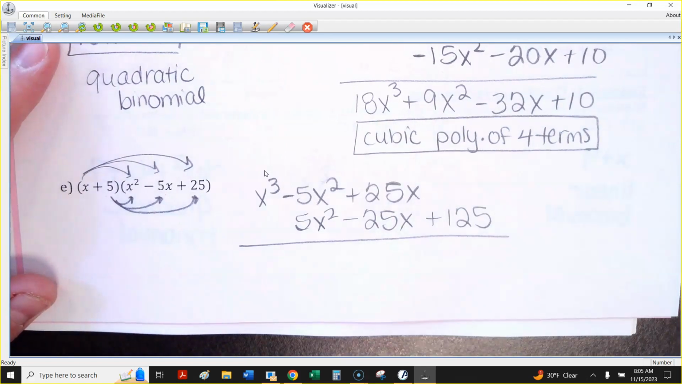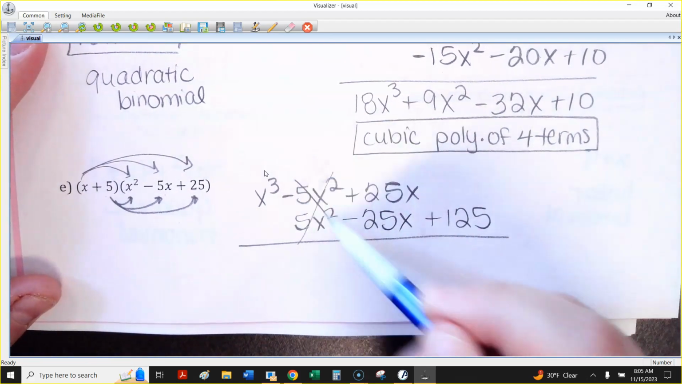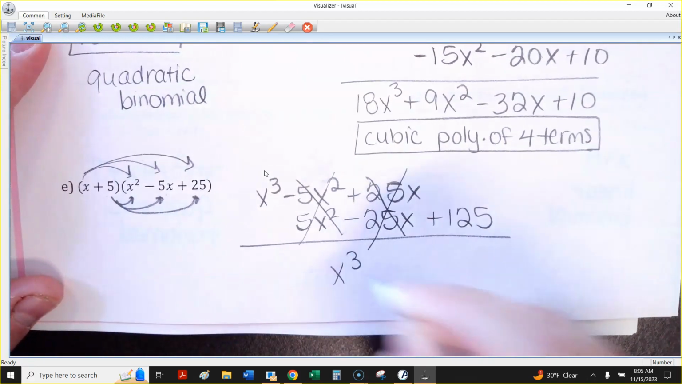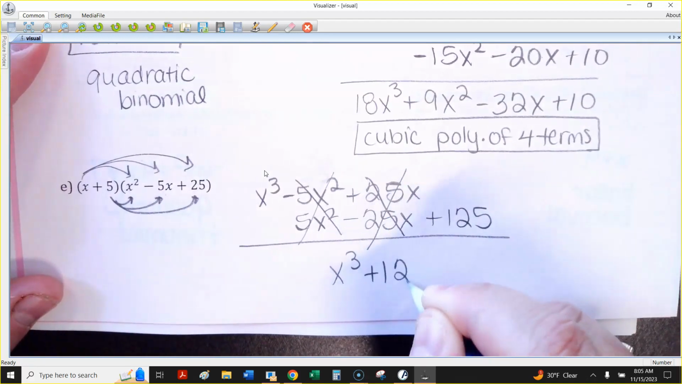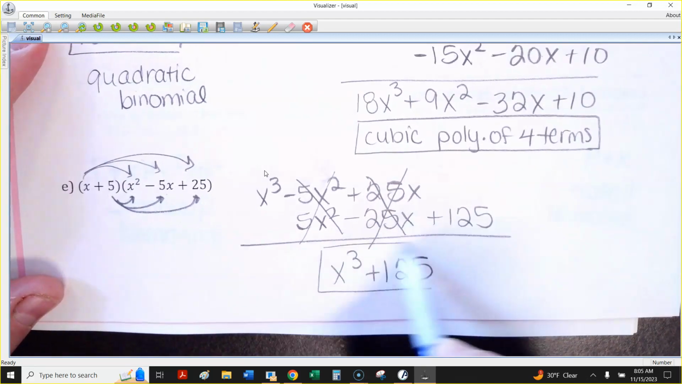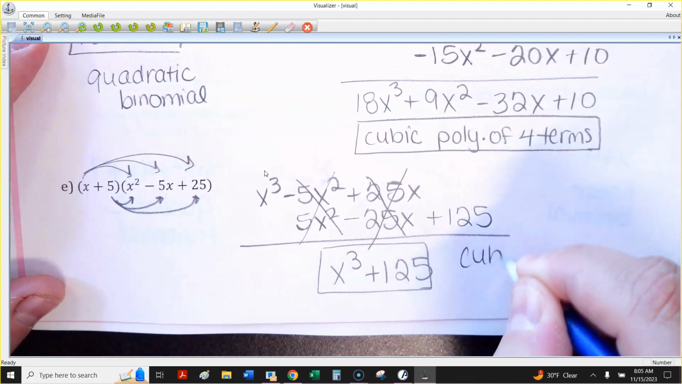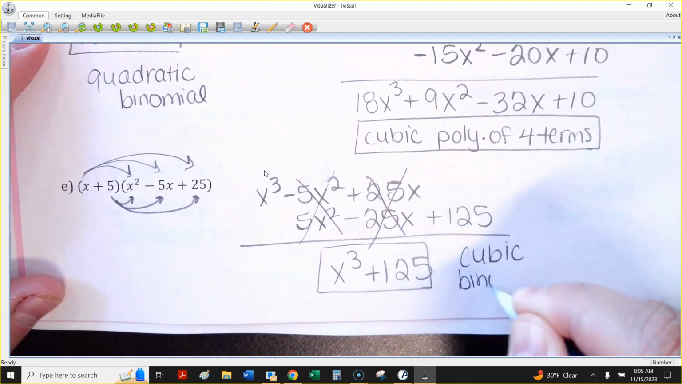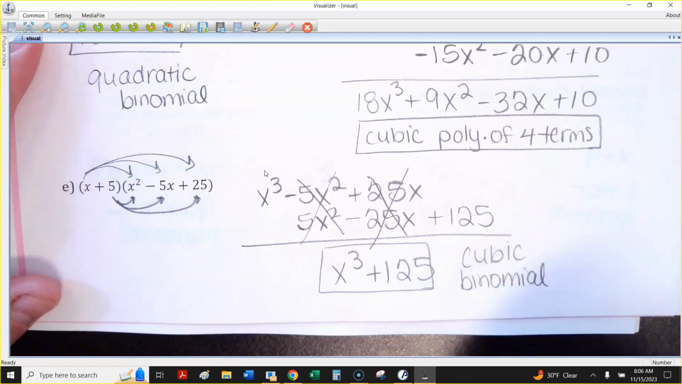And the cool part of this is both of these are going to cancel each other out, and you're going to get x cubed plus 125. The other terms all cancel there. So this guy, highest power is 3, so this would be cubic. And then I got 2 terms, so binomial for the name.